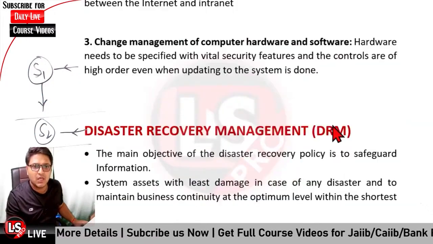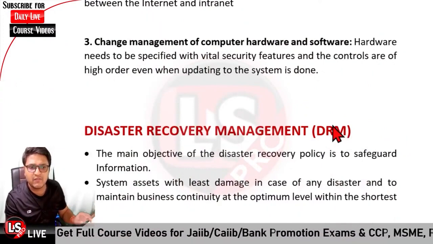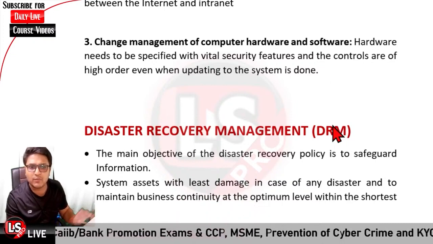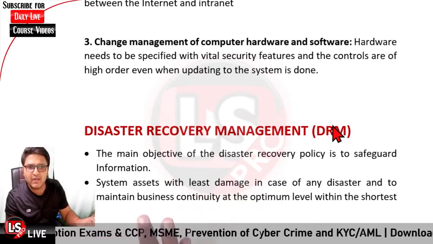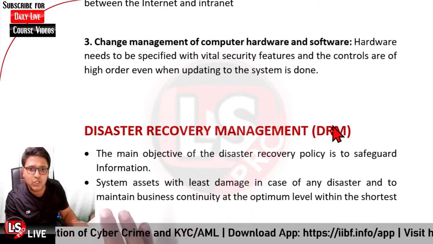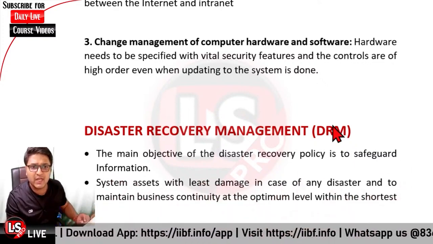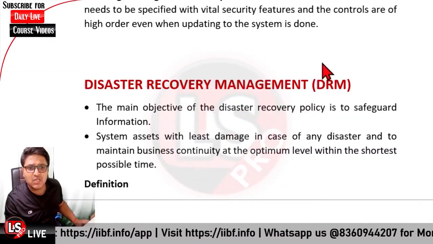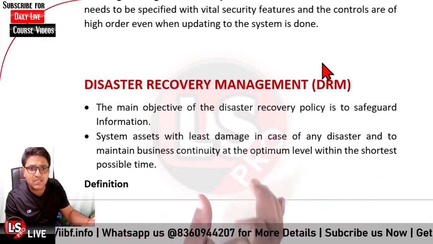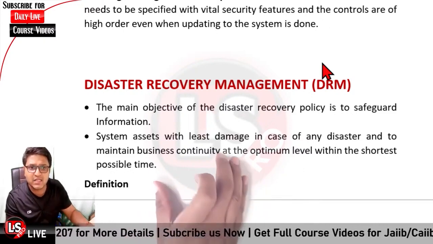Okay. Then it is regarding DRM, that is disaster recovery management. What is the objective of it? To safeguard the information. In the event of a disaster, the system should be working and there should be no loss, and data integrity must be maintained. Disaster recovery management is to safeguard system assets with least damage in the case of a disaster, and to maintain business continuity at the optimum level within the shortest possible time.